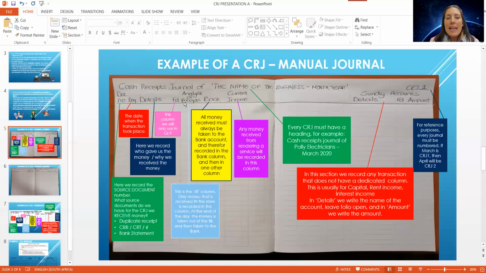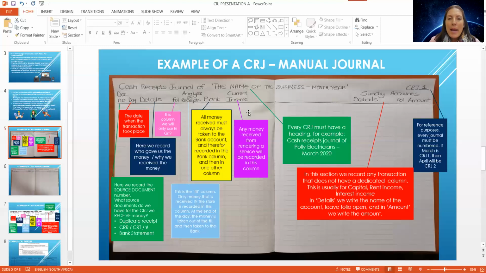So after analysis, we will always have our bank column. Now, all money that we receive in the business, or for the business, will be recorded. Those amounts will be recorded in the bank column, either straight into the bank column, if it didn't appear in analysis because we did not receive the money in the till, or first in analysis and then taken to the bank column at the end of the day. Right, so every single amount will be recorded in the bank column.